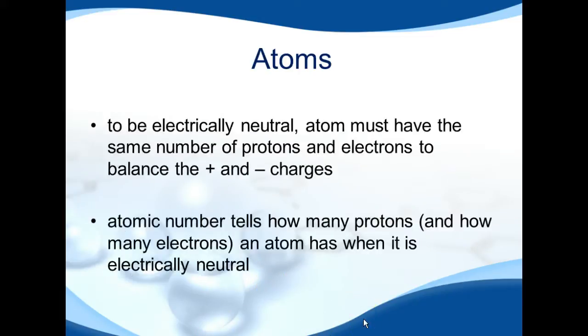In order to be electrically neutral, an atom must have the same number of protons and electrons so that we have a balance of the positive and the negative charges. If you look on the periodic table, the atomic number tells us how many protons, and therefore how many electrons, an atom has when it's electrically neutral. So the number of protons will have to equal the number of electrons.